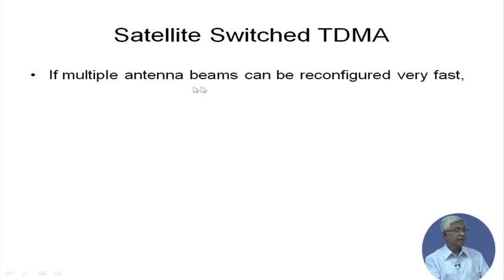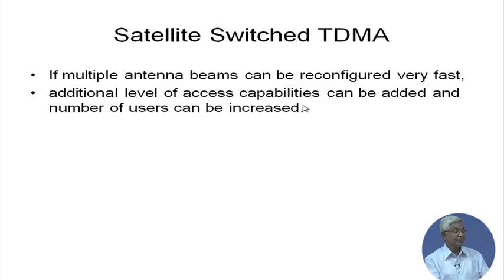There is one more advanced level of TDMA being used for very high traffic networks, and quite an advanced level of switches are required, which is called satellite switched TDMA. It is used by Intelsat in some of the Intelsat satellites. It is done with multiple antenna beams, and each antenna beam is covering a different region. If the switching of the antenna beams can be done very fast, of the order of megabits and hundreds of megabits, then an additional level of access capability can be added, and the number of users can be increased, because you are switching between beams.